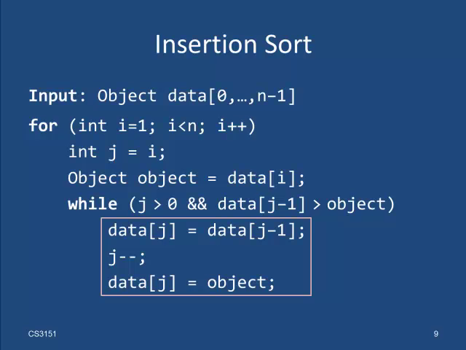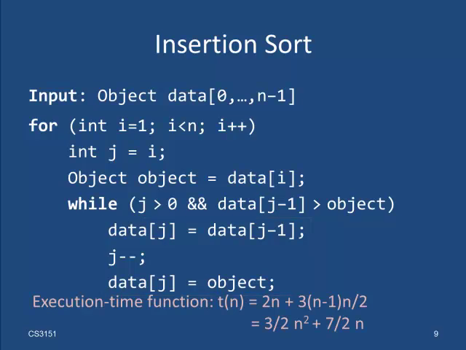We know adding the numbers n-1, n-2 down to 1 is equal to (n-1) times n over 2. Then we get for the execution time function t of n is equal to 2n for the first 2 instructions in the for loop plus 3 times (n-1) times n over 2 for the 3 instructions in the while loop. Note that we here have focused on the worst case where the elements are arranged in reversed sorted order in the beginning. That's because you typically want to give a guarantee as to how many steps an algorithm takes at most.